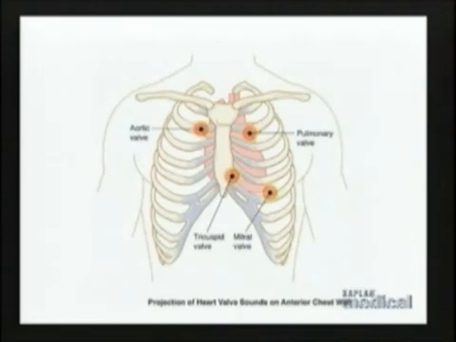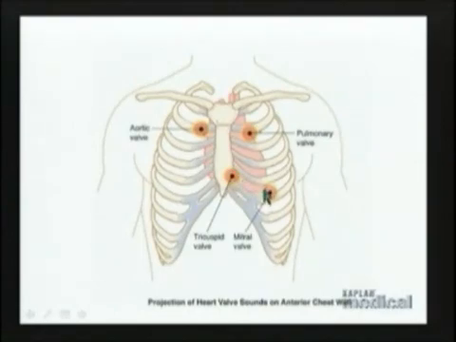The mitral valve is the valve between the left atrium and the left ventricle. So the blood is going downstream to the left ventricle. So if you want to hear the mitral valve, you want to be over the left ventricle. So in this case, we would go all the way to the left border, to the apex.